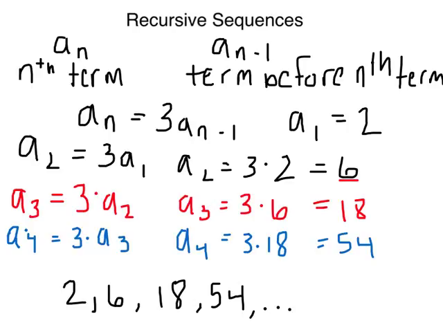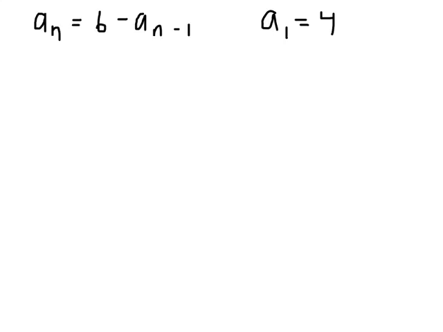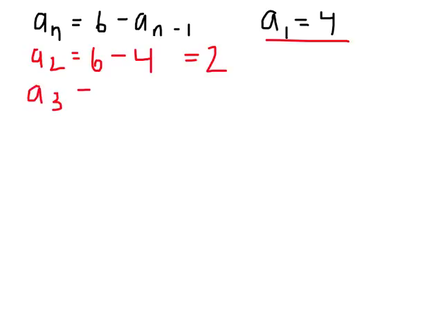Let's look at one more. Alright, so let's say that an is equal to 6 minus an minus 1. So, to find a2, we already have a1, so we don't need to go and find it. It has to be given to you. So to find a2, we would go 6 minus a1, which is 4. So that equals 2. To find a3, we would just go 6 minus a2. a2 is 2, so that is 4.